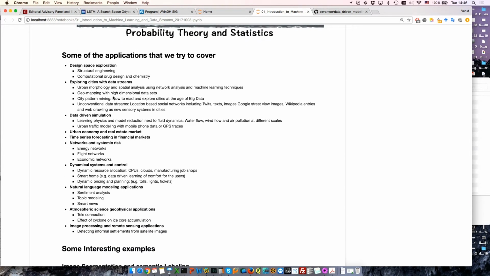So I think I already mentioned a lot. These are the main applications that I have done, or I've been doing now. For example, design space exploration.